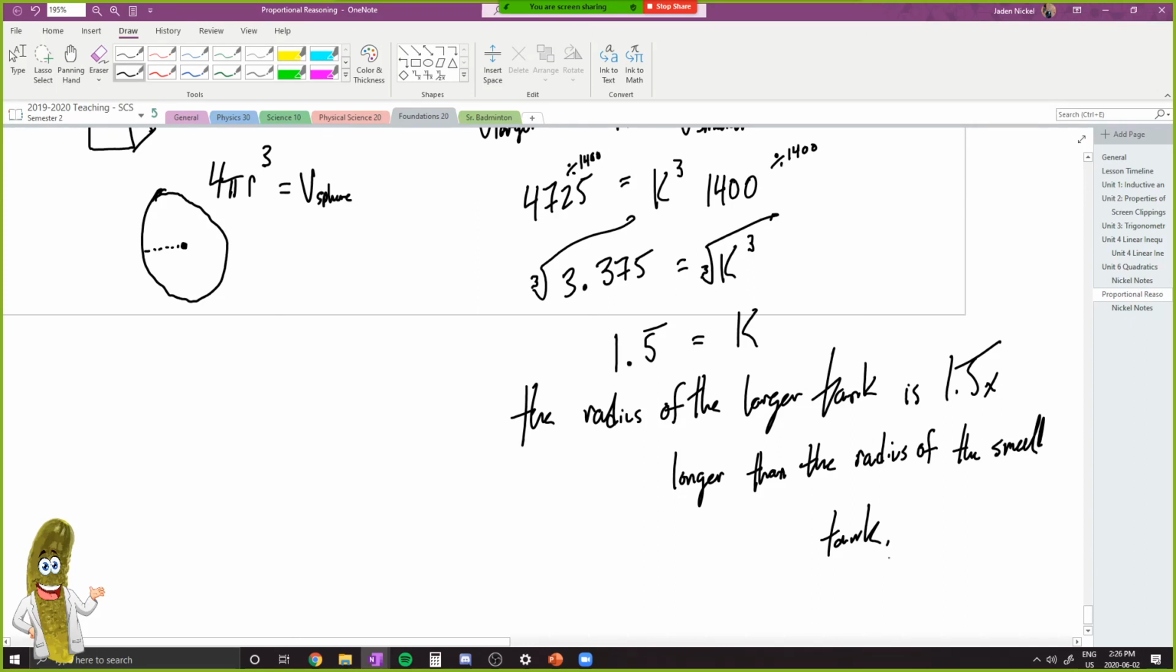All right. Does anyone have any questions, comments, concerns about proportional reasoning? Proportional reasoning. That was a hard word to say today. If not, that's awesome, and I hope it was a unit that you enjoyed.